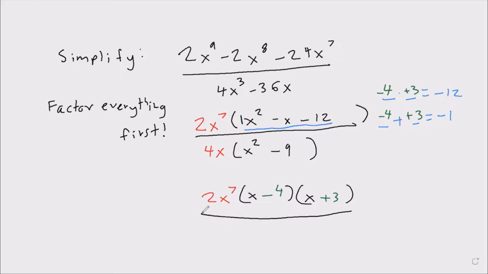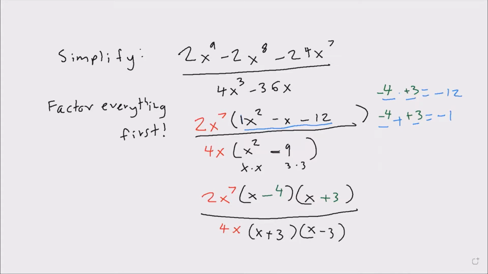To finish factoring the denominator, we should realize that x squared minus 9 is a difference of squares polynomial. X squared is x times x. 9 is 3 times 3. In the middle, we have a minus. So when we factor the difference of squares, we will have x plus 3 and x minus 3. It does not matter the order you put those two factors in.